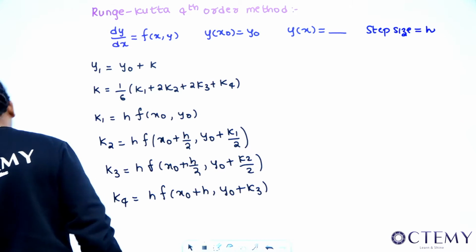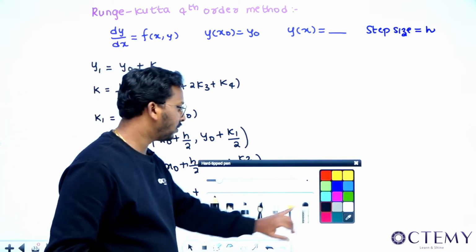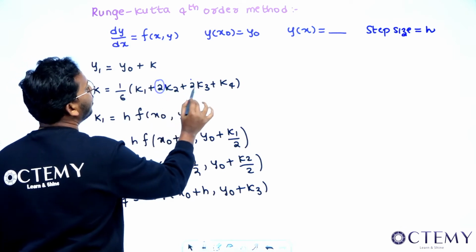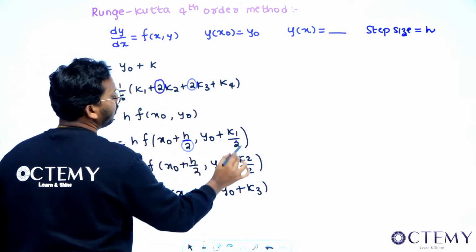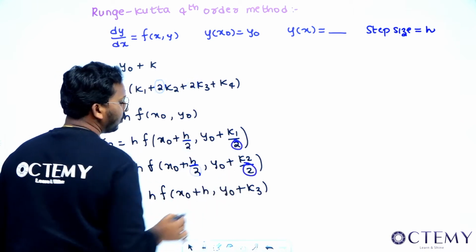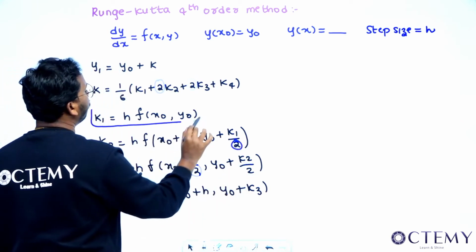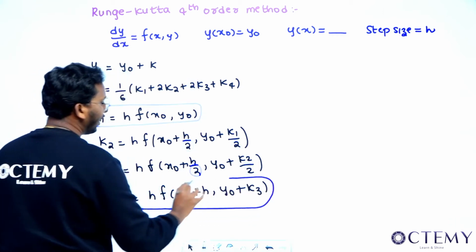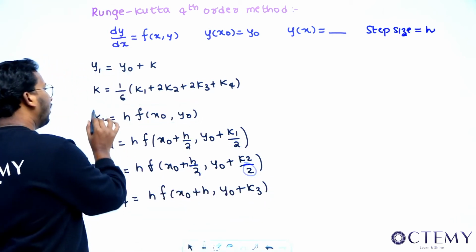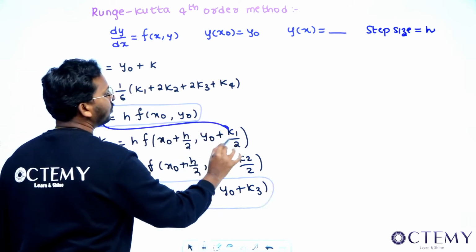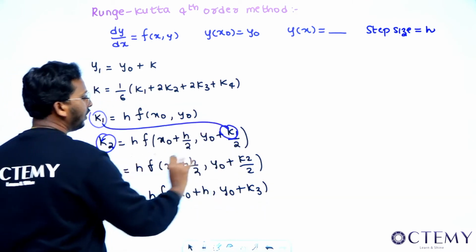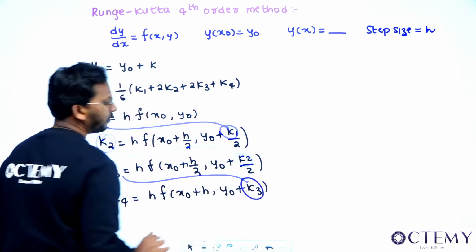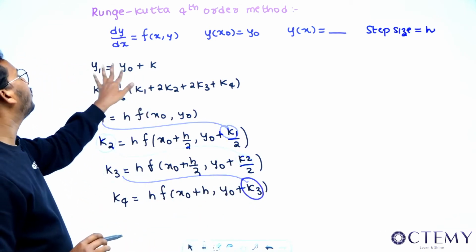This will be the formula, sir. The easier way to remember is like this. Wherever you have 2, there you are dividing by 2. In the first one, there is no addition of any other term, and in the last one, directly h and k3 will be added. K1, whatever is found here, is used here. K2, whatever is found here, is used here. K3, whatever is found here, is used here. Right? So this is how you find y1.